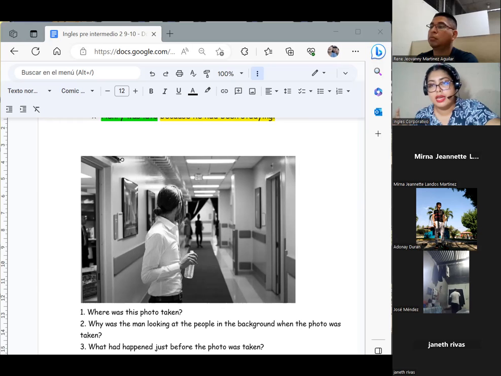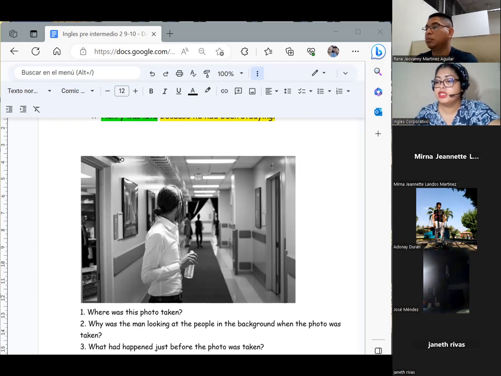Porque nosotros sabemos que hay verbos de forma base que llevan to. To read, to eat, to fly, to jump. Pero en este caso simplemente vamos a utilizar eat, jump, fly, sing, eat. Esa forma del verbo.